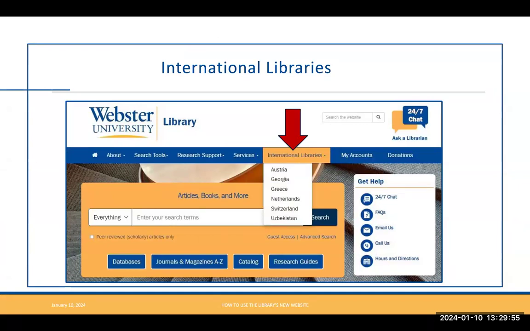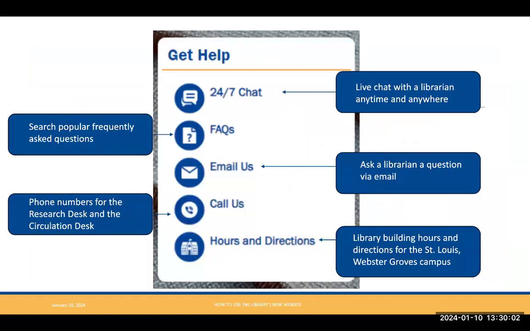Another new feature is the Get Help box next to the search box. The Get Help box will allow you to quickly find information if you need help with research or any other library questions. The first icon is the 24/7 chat icon. If you click on this, it will direct you to a chat box where you can live chat with a real librarian anytime, anywhere. Note that the information is St. Louis Webster Groves Library building specific.